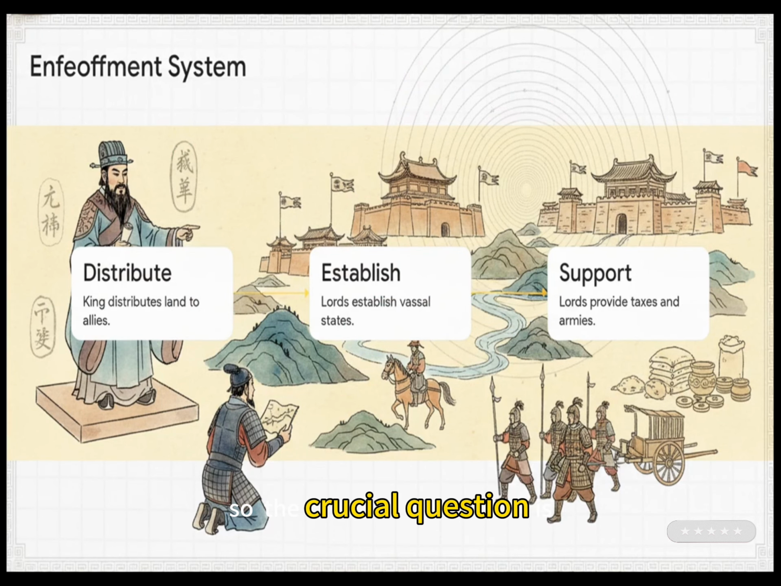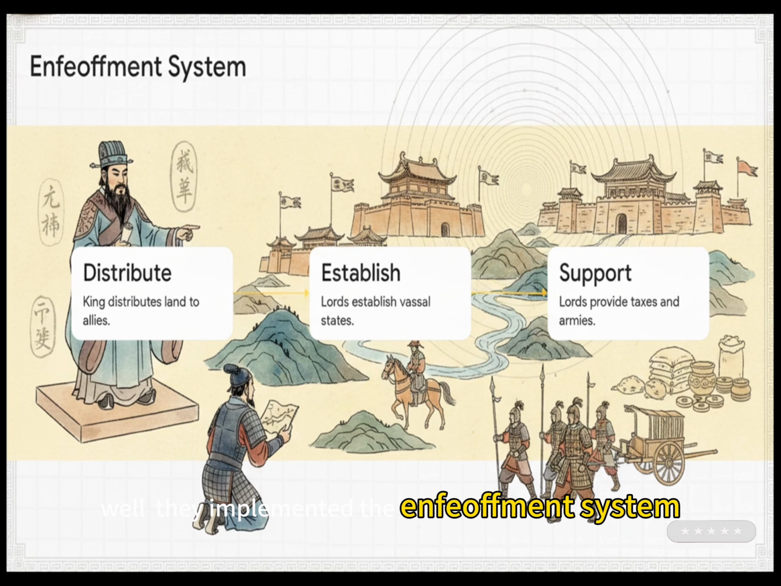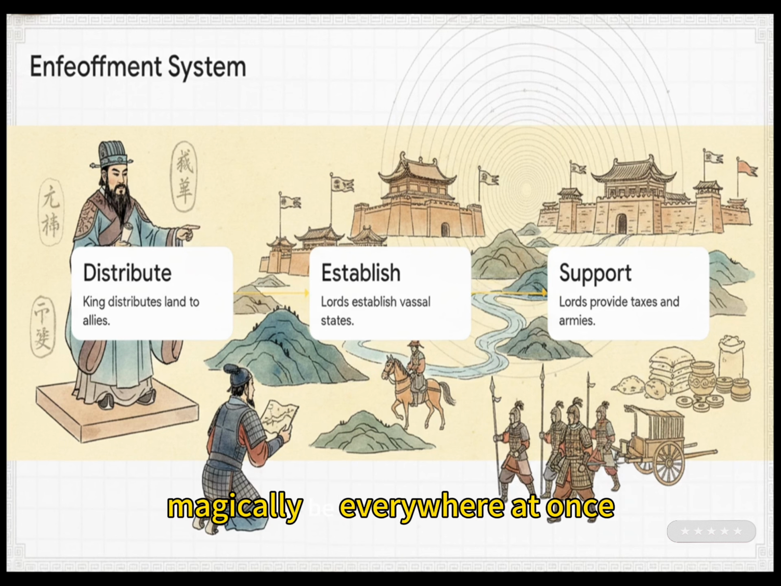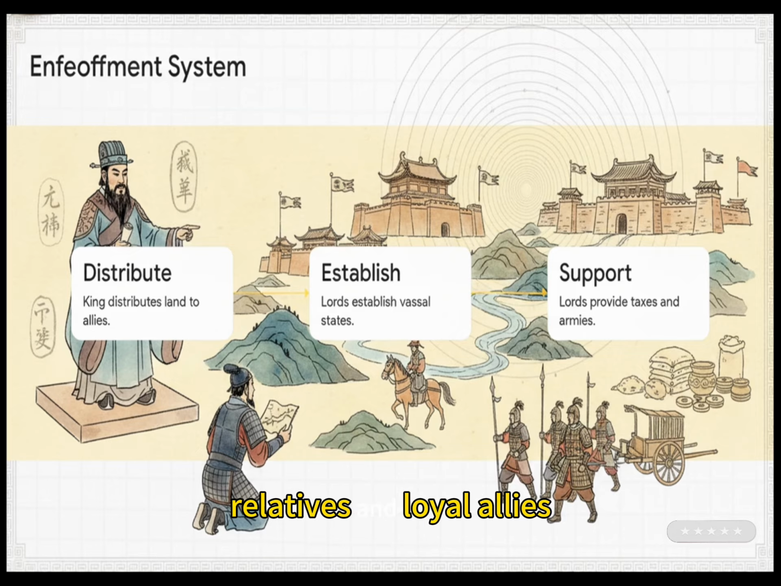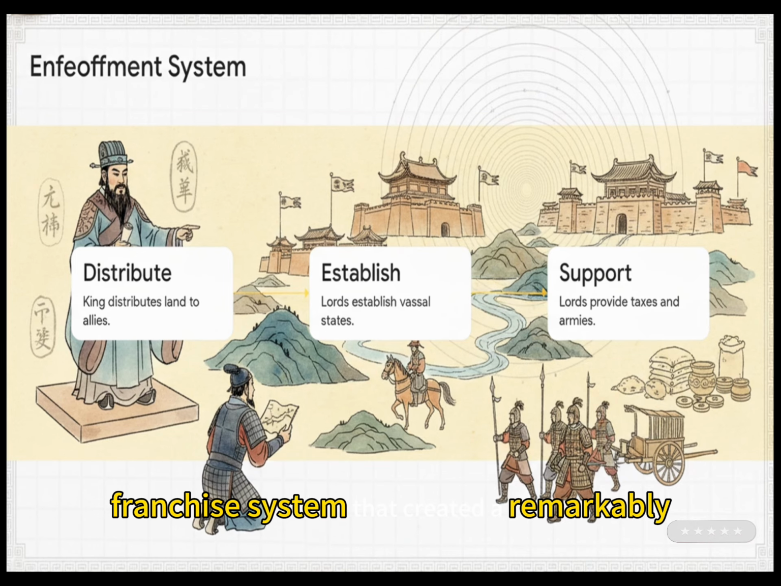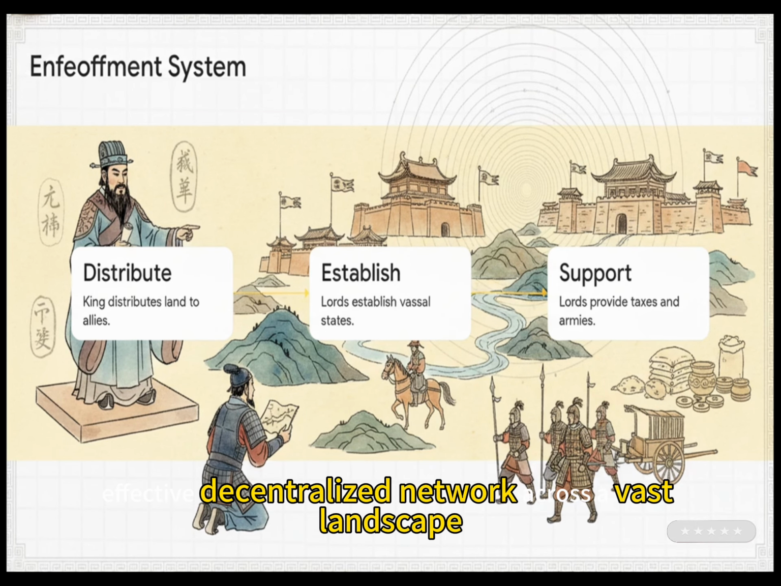So, the crucial question is, how did they actually run this massive new empire? Well, they implemented the enfeoffment system. Since the king couldn't magically be everywhere at once, he distributed territory to relatives and loyal allies. These lords went out, established their own vassal states, and in return they owed the king taxes, military support, and absolute loyalty. Think of it kind of like a giant political franchise system that created a remarkably effective decentralized network across a vast landscape.